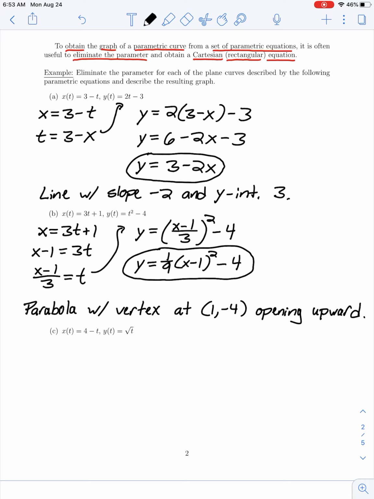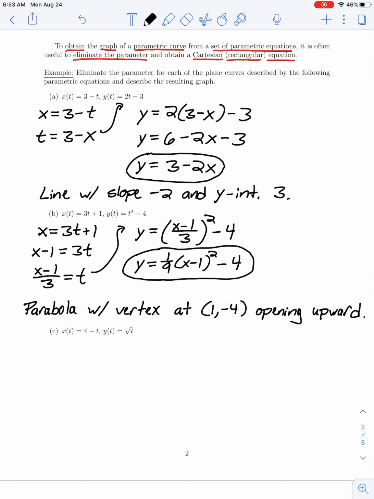All right. So we see in these first two examples, parts A and B, that we have a way to eliminate our parameter t and get a Cartesian equation whose graph we may recognize. So let's look at another example that might be a little bit trickier and illustrate something that we want to be a little careful about when we're working with parametric curves.